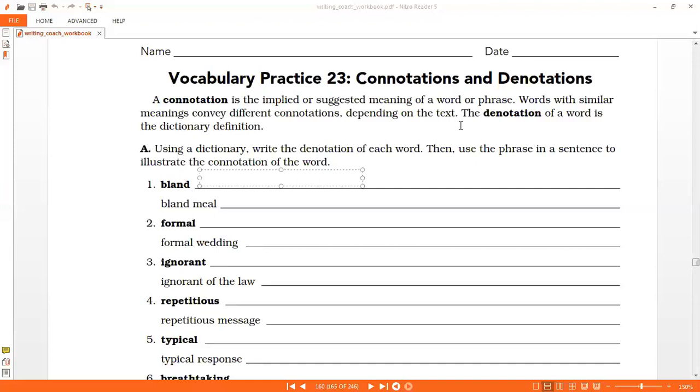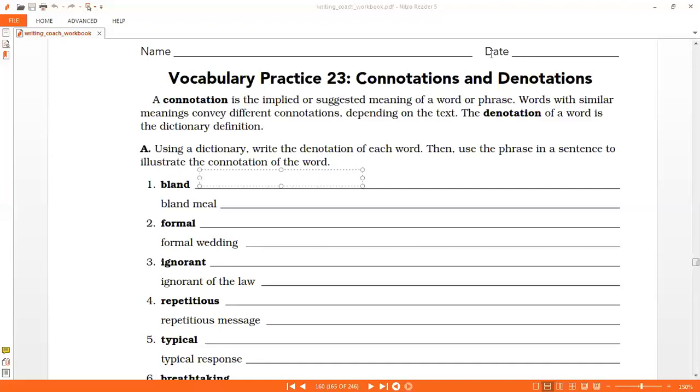So our first word is bland. Here, we have to write the denotation of each word, then use the phrase in a sentence to illustrate the connotation of the word. We will actually write the denotation first, the definition that is in the dictionary. Later, we will write the phrase that is given in its connotative meaning.